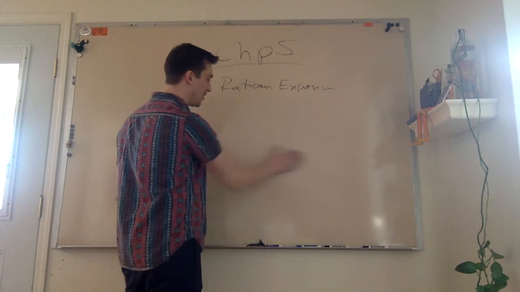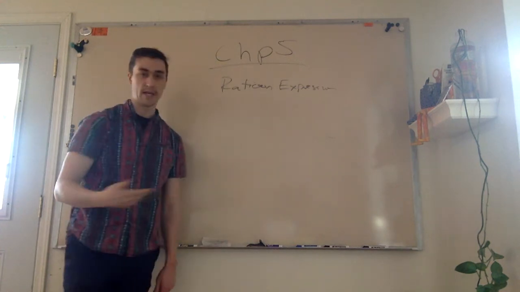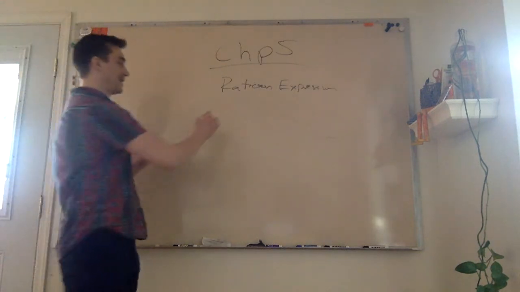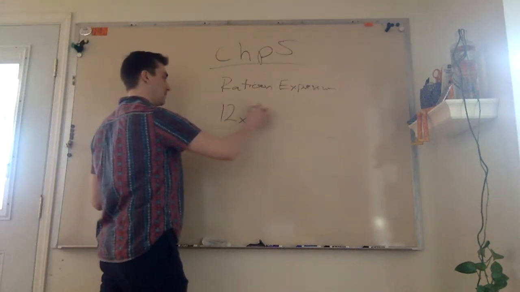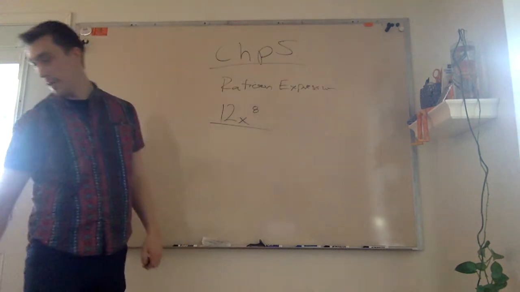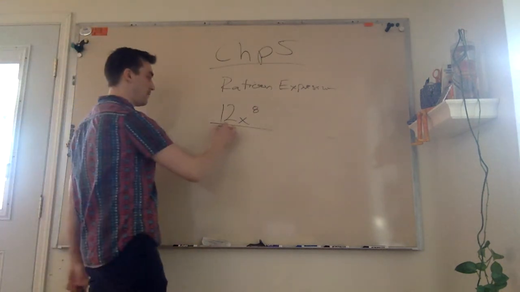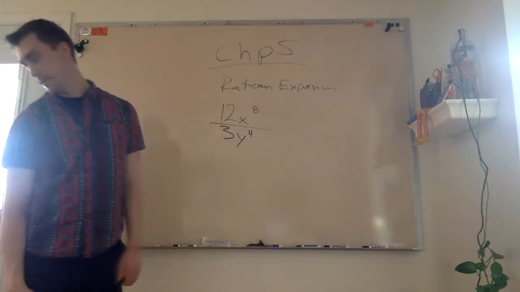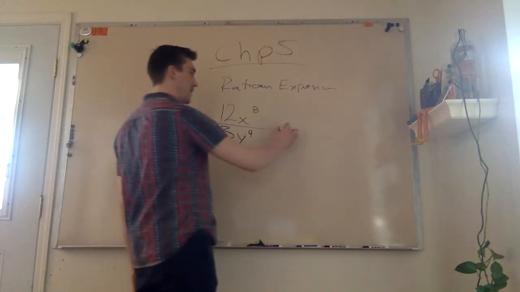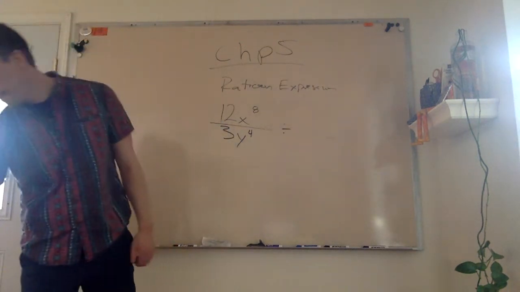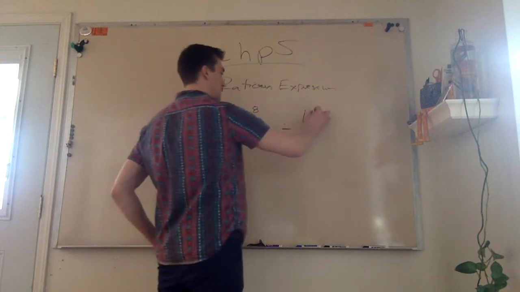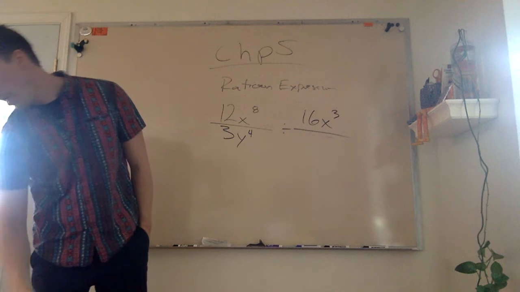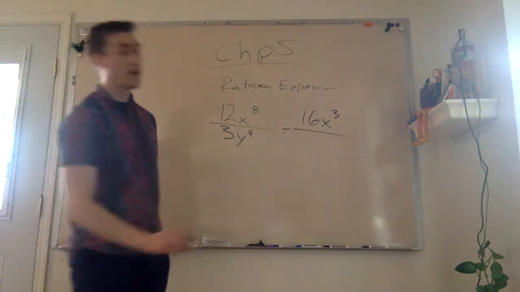Right, so when this becomes algebra, it's really the same exact kind of problems. Like, look, let me show you. 12x^8 divided by 3y^4. Oh yeah, I guess they're thrown in y's. Divided by 16x^3 divided by 6y.